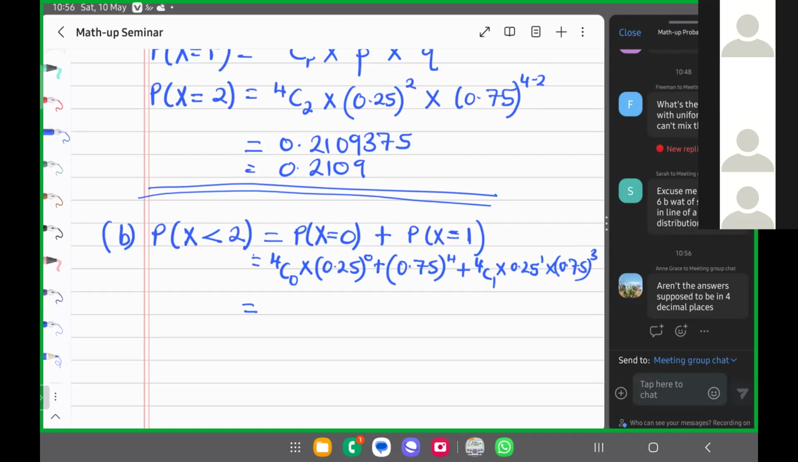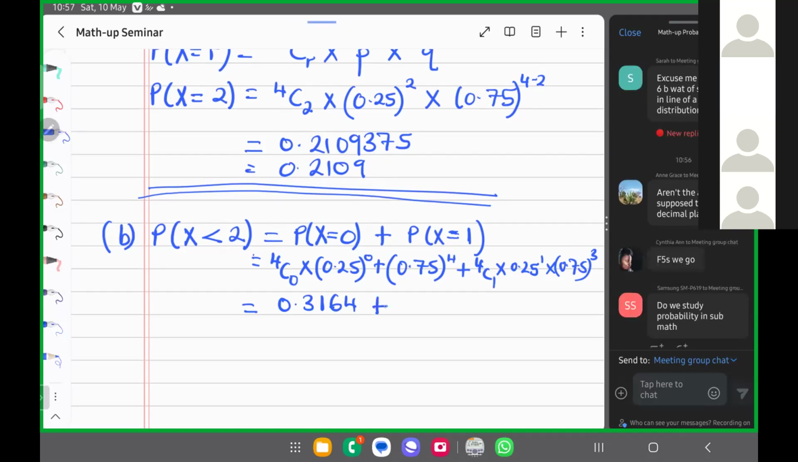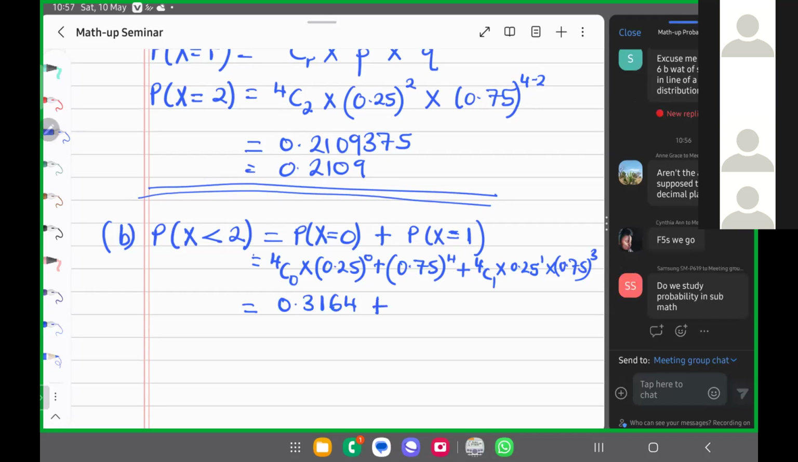What are you getting for the probability of X equal to 0? I have 0.3164 0625. We can just take 4 decimal places. Plus, for X equal to 1, 0.4218 75. So you can take 1875, so it's 0.4219 to 4 decimal places.